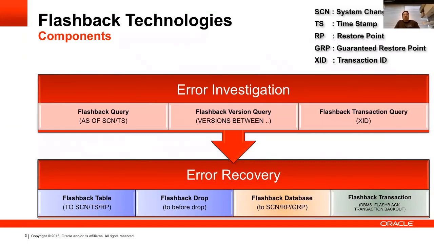We have commands such as flashback query to see what a table looked like as of yesterday or 2 days ago. For example, this might be for auditing, for reporting, or for any issues that you see in the data itself, to compare the versions of the data over time. This is where flashback version query comes in very handy, where you can see the changes in rows in a table between two different times in the past.